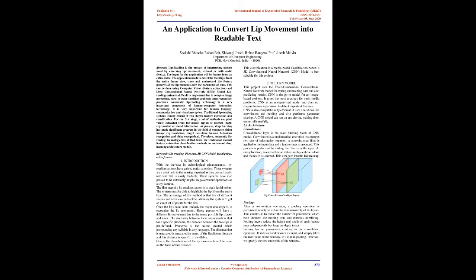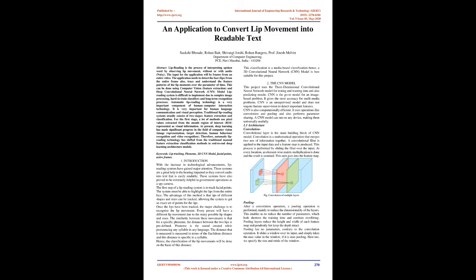The system must be able to highlight the lips from the entire face. The advantage of this method is that lips of different shapes and sizes can be tracked, allowing the system to get an exact set of points for the lips. Once the lips have been tracked, the major challenge is to recognize the lip movement.